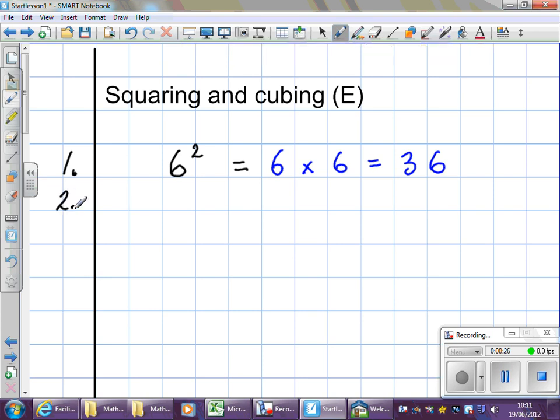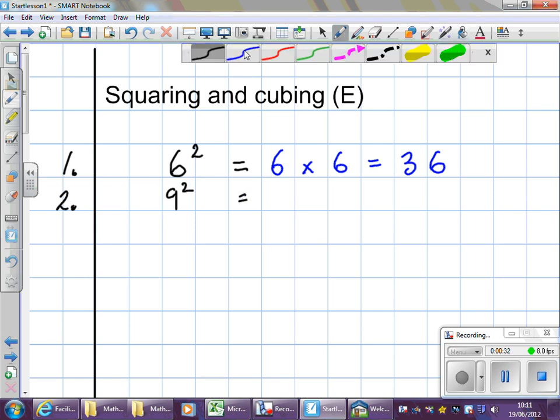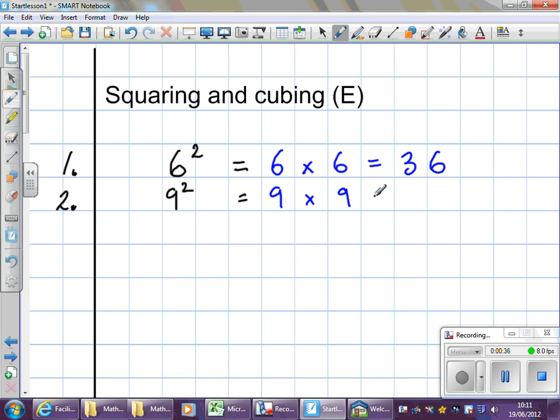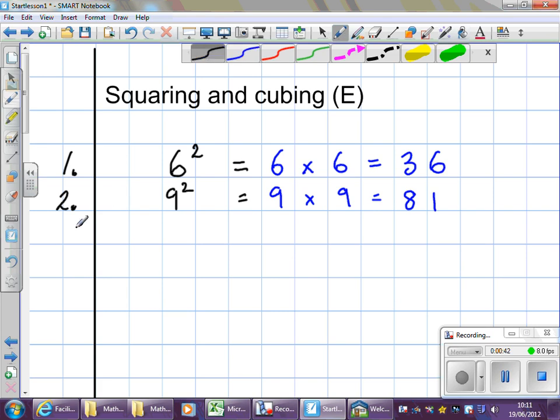Let's look at that again, about the square. 9 squared equals, that's 9 times itself. And 9 nines are 81. But what about cubing? Could you write down question 3?